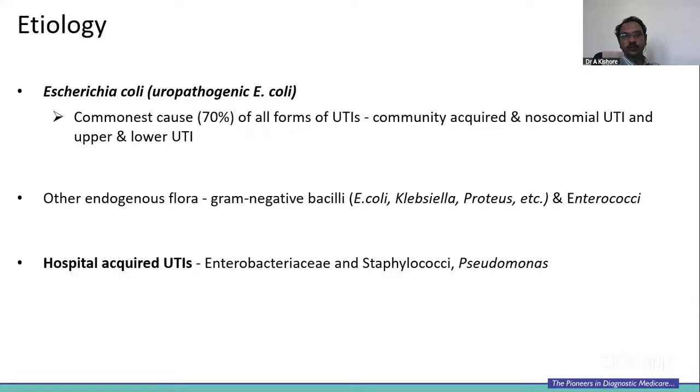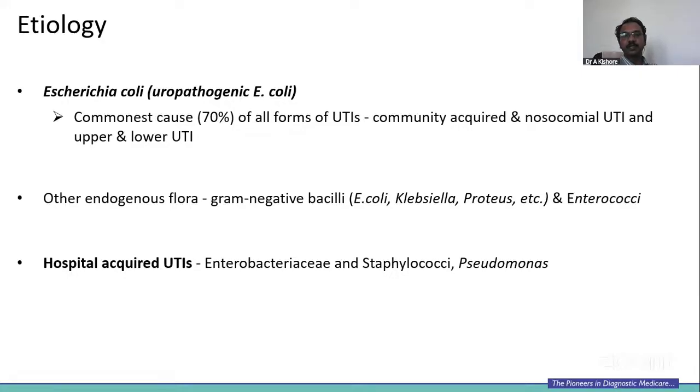Other endogenous flora, which are present as flora at other sites in the human body, can also cause it, like gram-negative bacilli such as Klebsiella, Proteus, and even sometimes Enterococci also. Hospital-acquired urinary tract infections are mainly seen, again, with the Enterobacteriaceae family, like Escherichia, Klebsiella, Proteus.